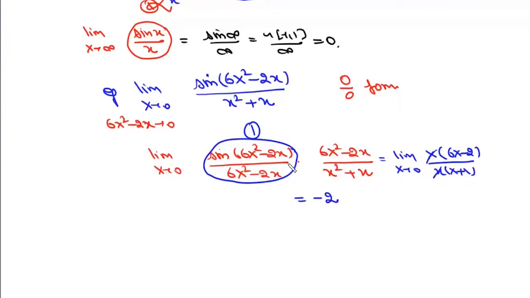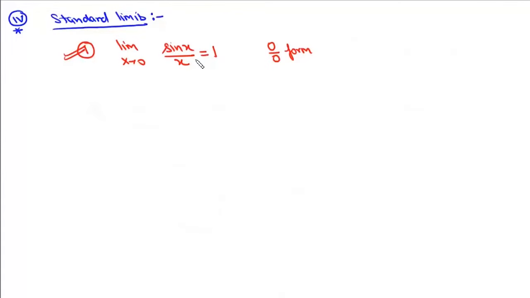So we can simplify problems using standard limits. So this standard limit x tends to 0, sin x upon x is 1 when it is 0 upon 0 form. We have many more standard limits and you must remember the result for all these standard limits. Now the second standard limit is this limit x tends to 0, tan x upon x. Now this is also 0 upon 0 form, and if it is 0 upon 0 form, then the value of this limit is 1.